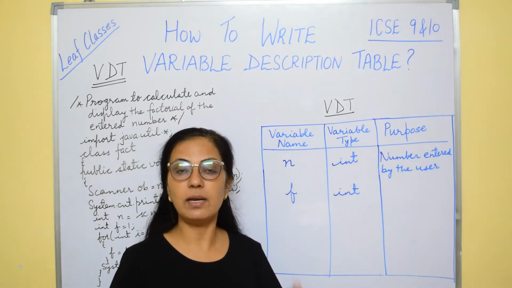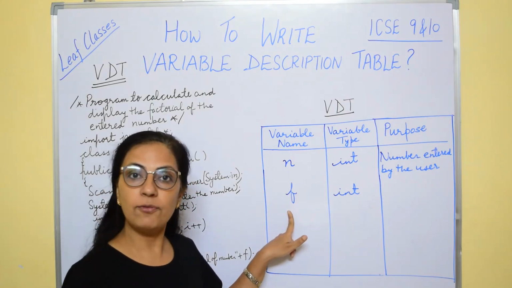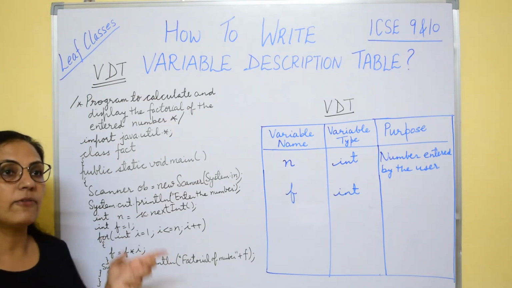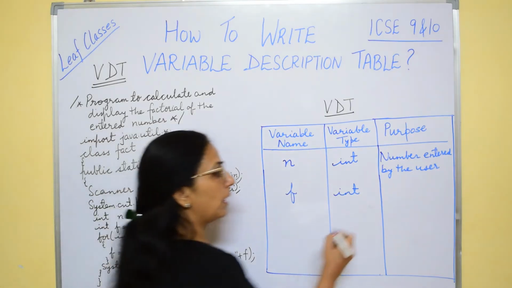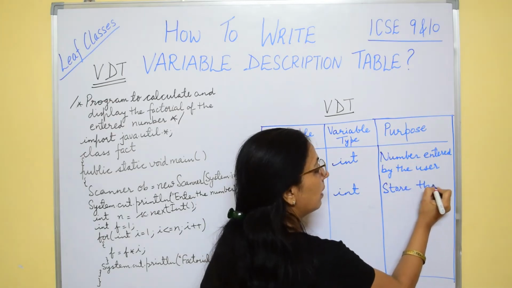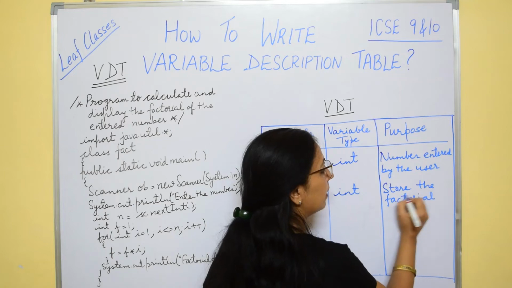The type of the variable is int. So here you will be writing int. And in f, what we are doing in the program? Yes, we are calculating the factorial value. So here we will write to store the factorial result.